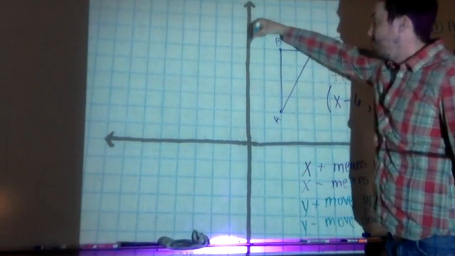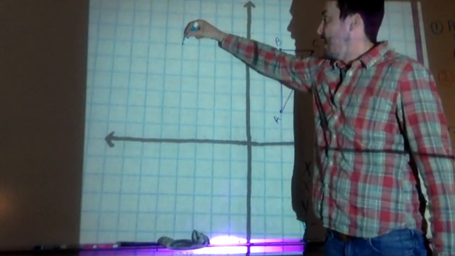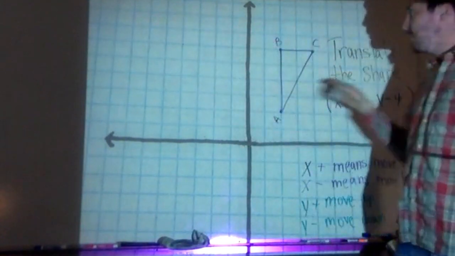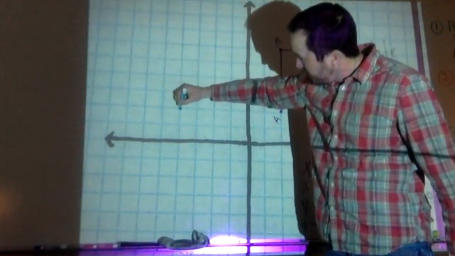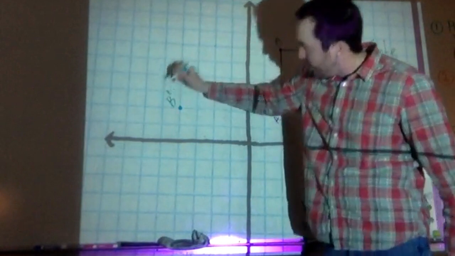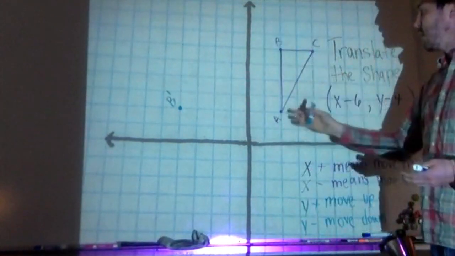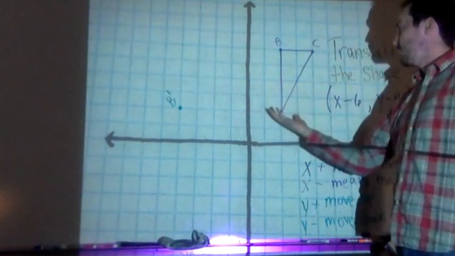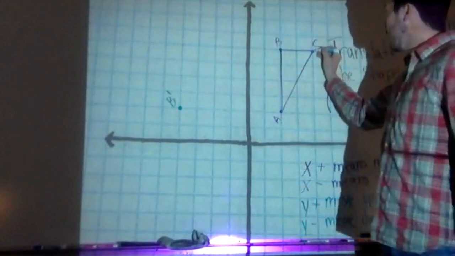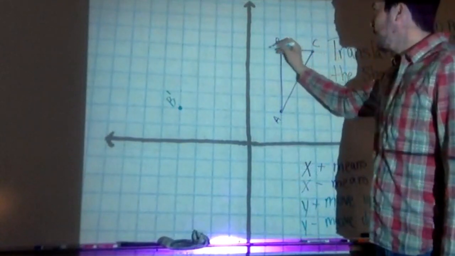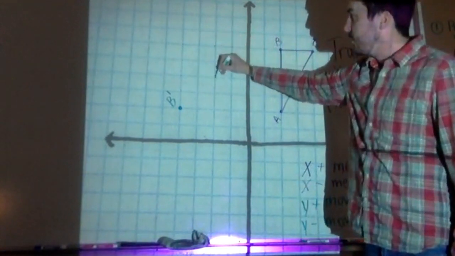I'm going to go 1, 2, 3, 4, 5, 6. And then I'm going to move down 4. 1, 2, 3, 4. This is where my new B prime is. I'm going to do that for all of my points, whether you have a 3-pointed object or 4 or 10-pointed object. You're going to do this for all of them. So C then, I'm going to move 1, 2, 3, 4, 5, 6. Then I'm going to move down 4. 1, 2, 3, 4.